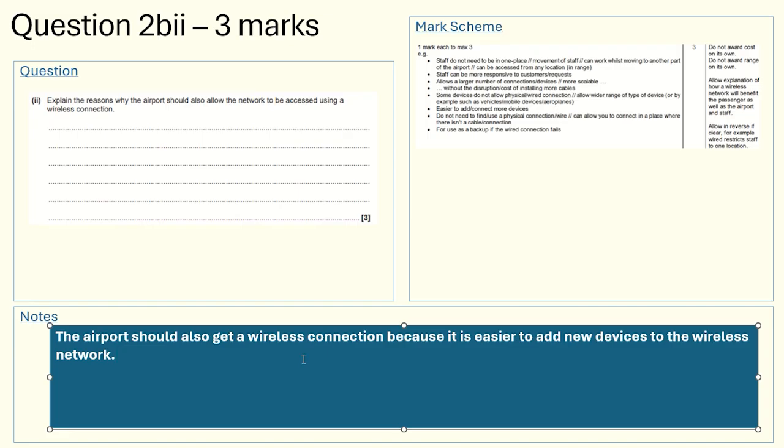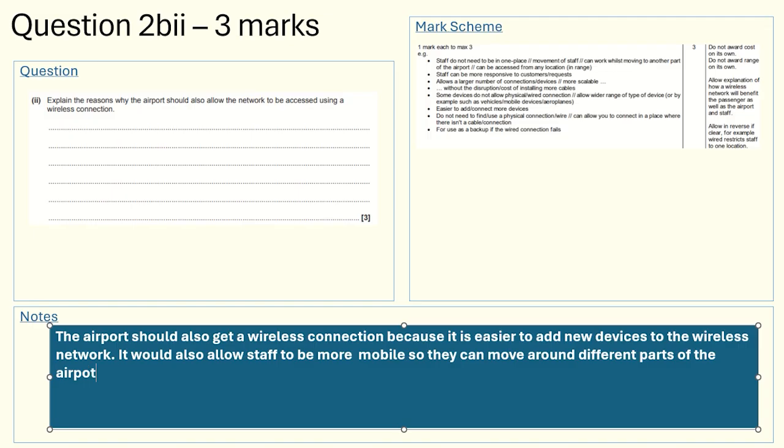We could also say here that it would allow staff to be more mobile, so they can move around different parts of the airport and still access important information on their devices. So that's 2 points, so that would be 2 marks.